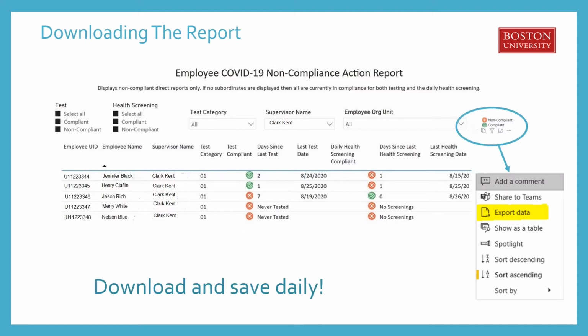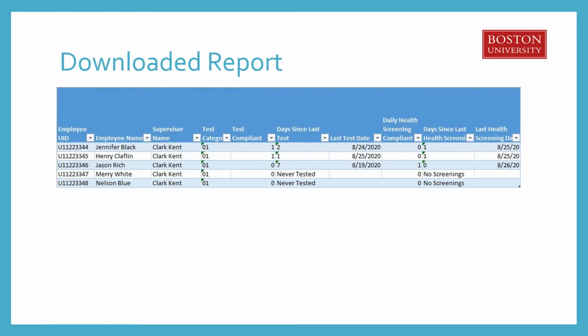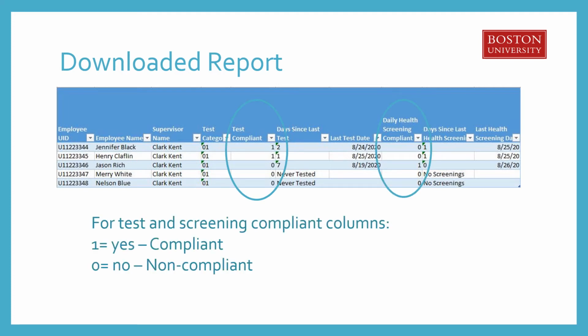To download, select the drop-down menu and select Export Data. Save the downloaded report so you can track patterns of noncompliance and provide coaching and corrective action when necessary. You'll notice that the format of the downloaded report is different than the original report, in that there are numbers rather than red and green circles to indicate if someone is compliant. For both the test and screening compliant columns, 1 equals yes and 0 equals no.